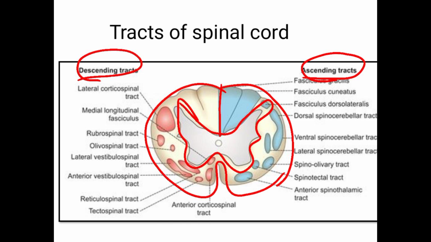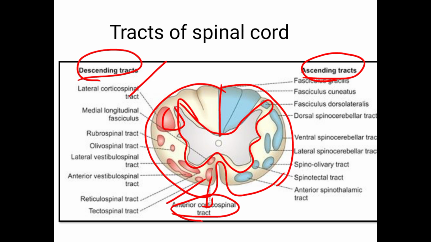First, on one side, you draw all the names of the descending tract, and on the other side you draw the ascending tract. So start. First one, lateral corticospinal tract, location wise. Next one, here, close to the anterior median fissure, you see the tract that is called the anterior corticospinal tract. After that, you have to draw the next tract.